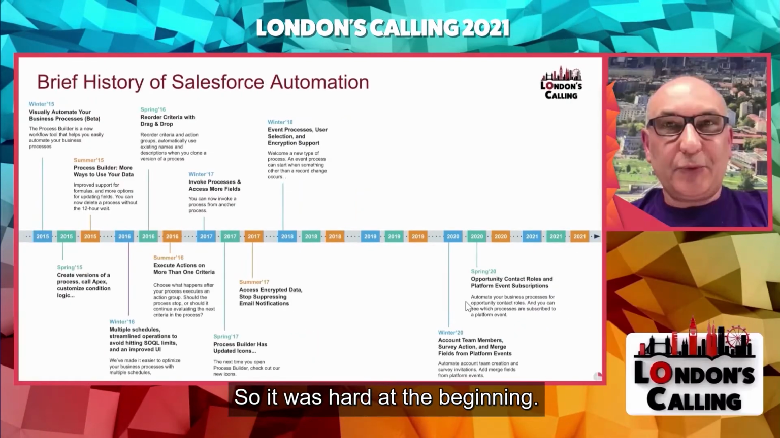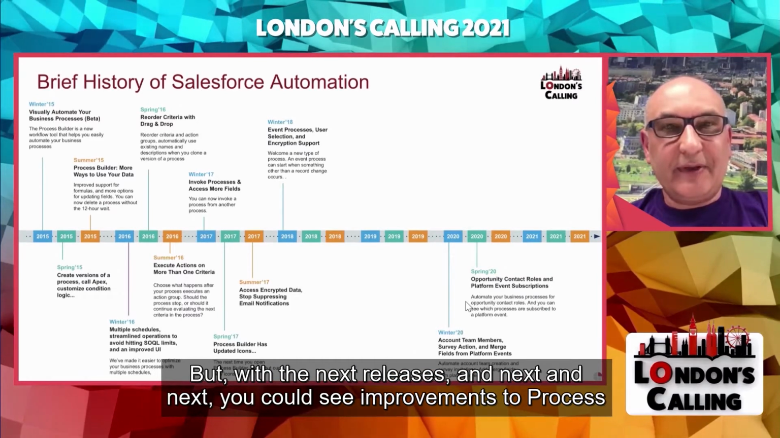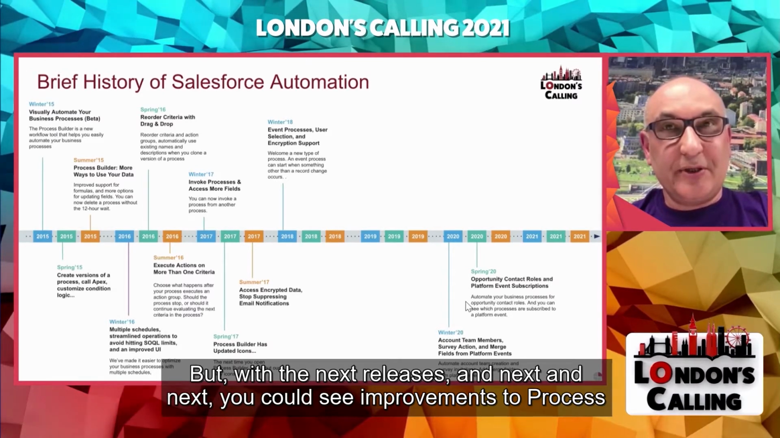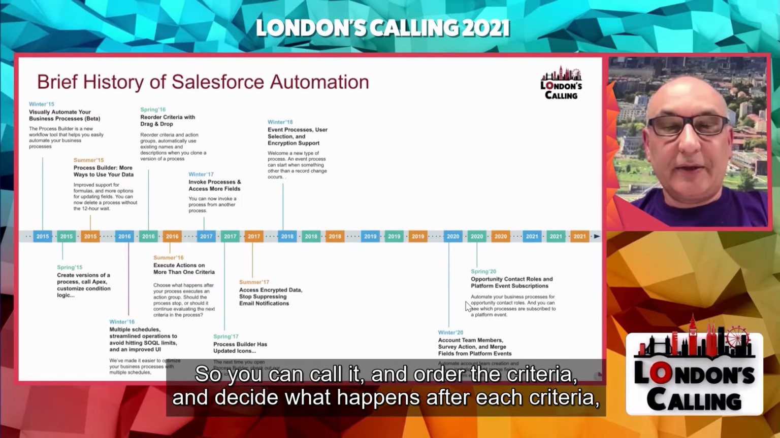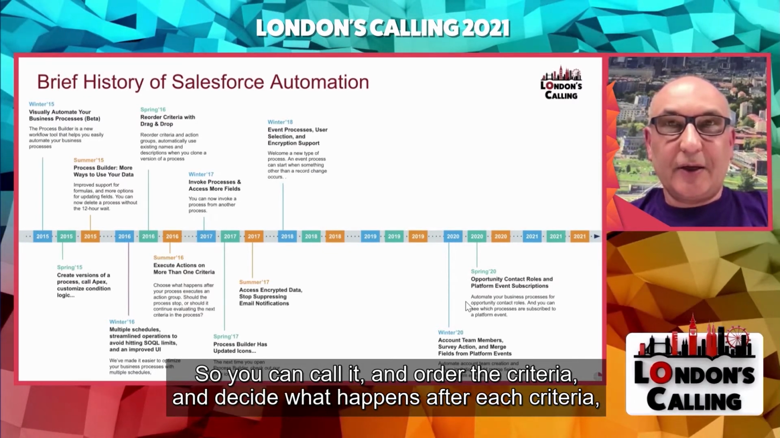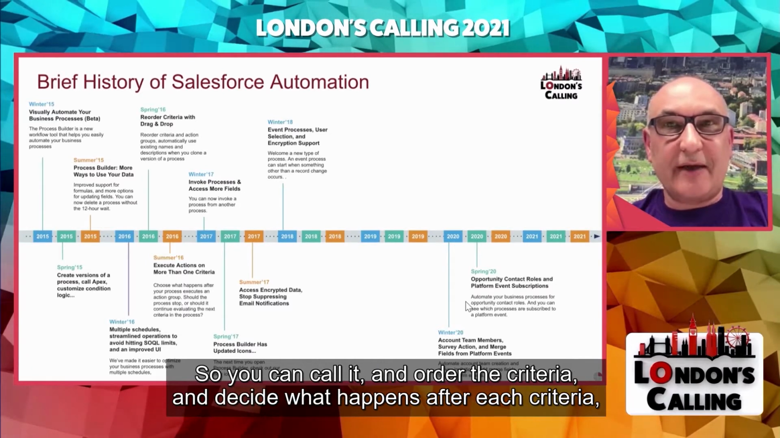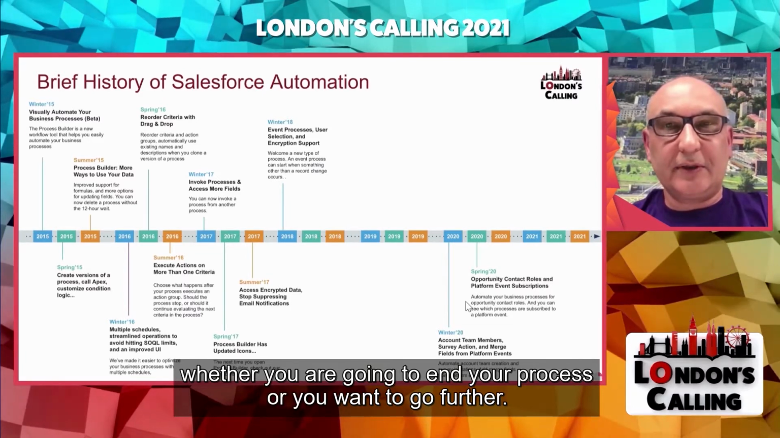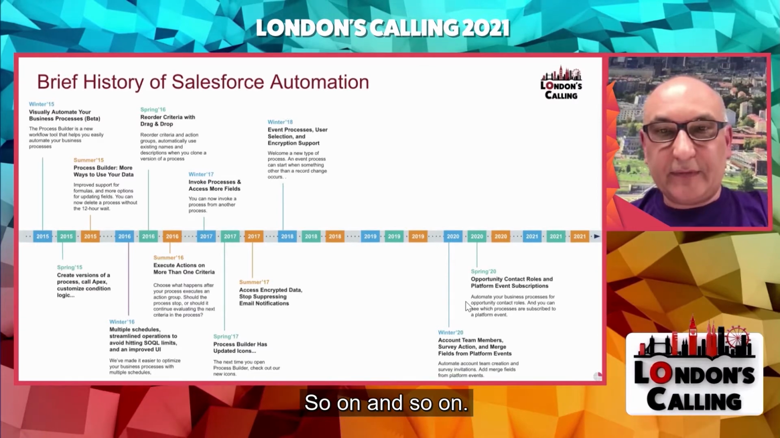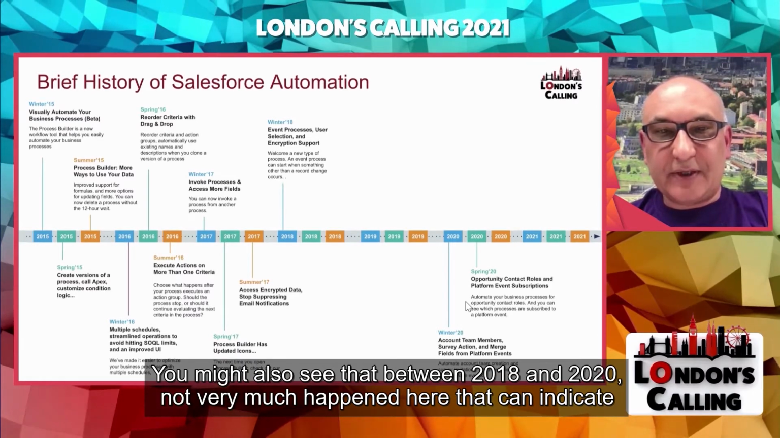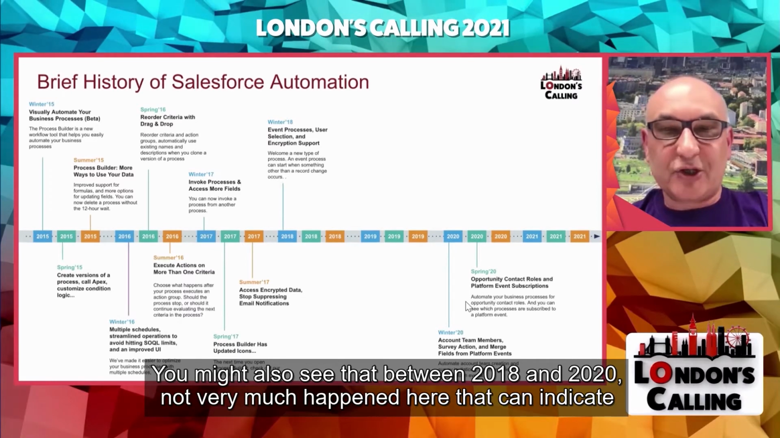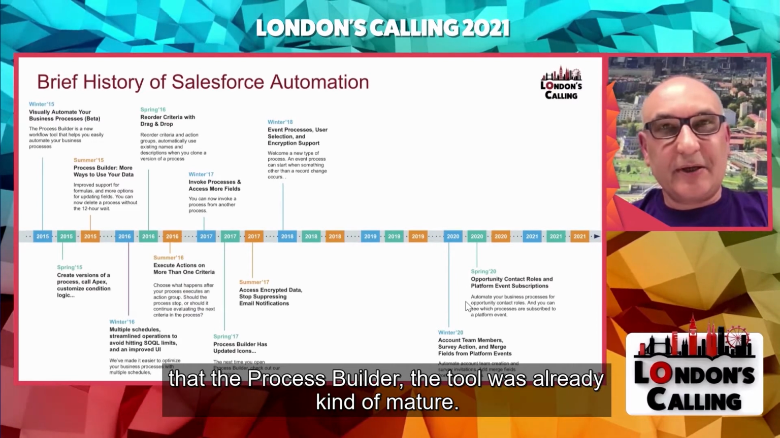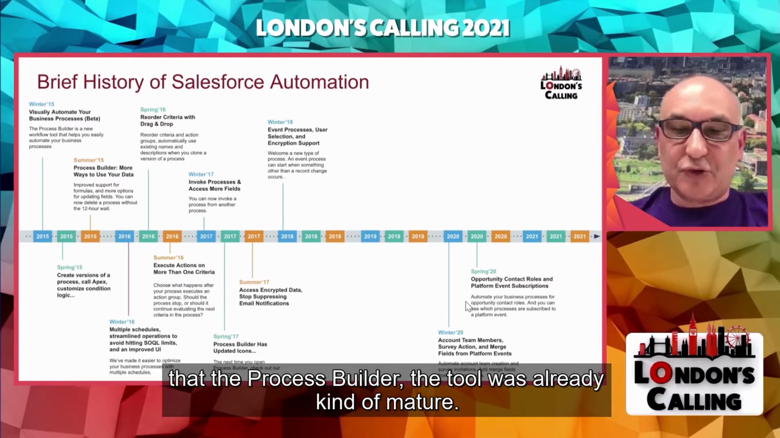So it was hard at the beginning, but with the next releases, you could see improvements to Process Builder. You can clone it, you can reorder the criteria, you can decide what happens after each criteria, whether you're going to end your process or you want to go further, and so on and so on. And you might also see that between 2018 and 2020, not very much happened here, which can indicate that Process Builder, the tool, was already kind of mature.